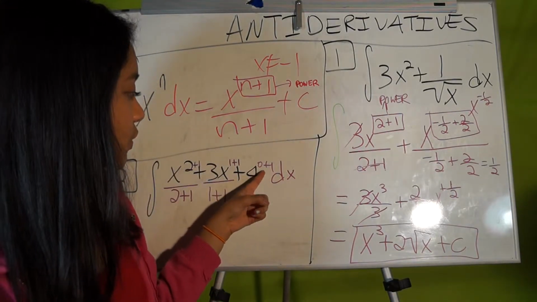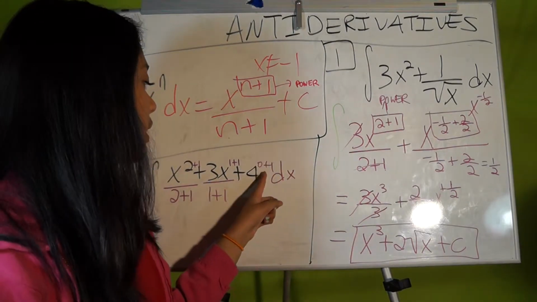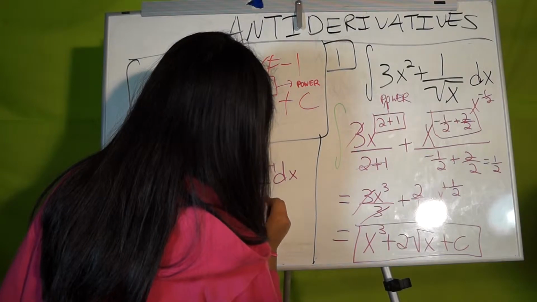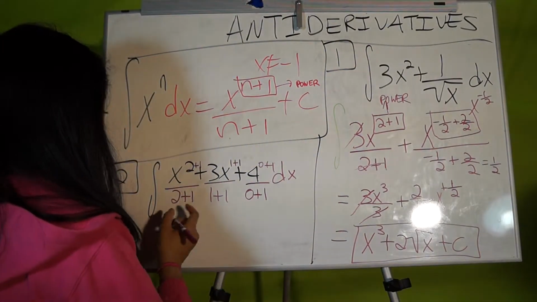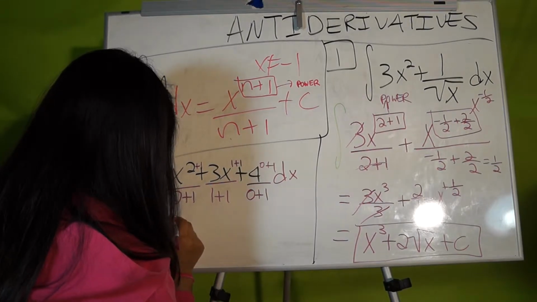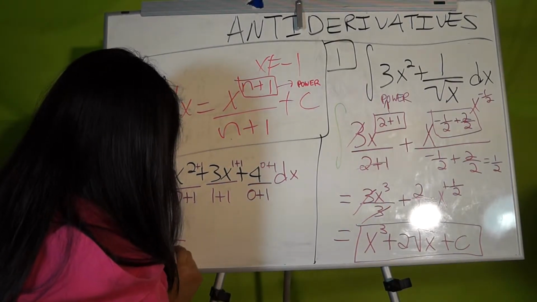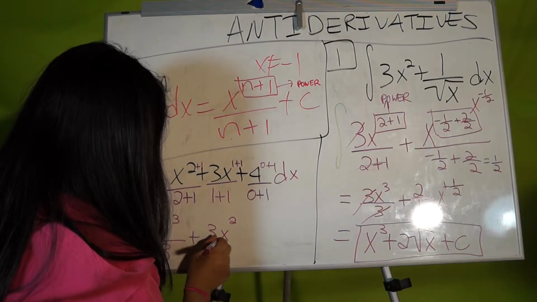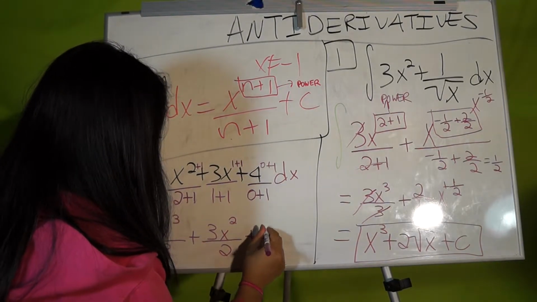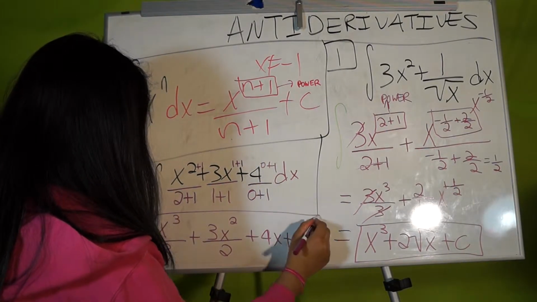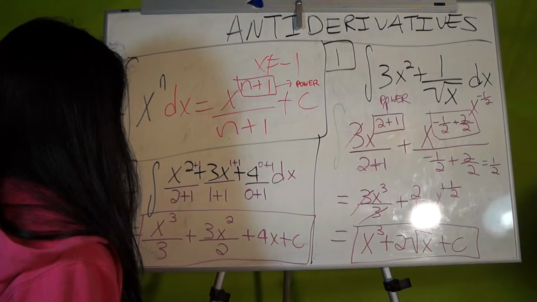So it's raised to the 0 power, and we're going to add 1 all over 0 plus 1, and so we'll have in the end x cubed all over 3 plus 3x squared all over 2 plus 4x plus c. And that is how you take a basic integral.